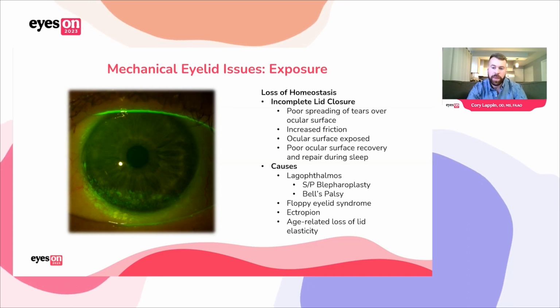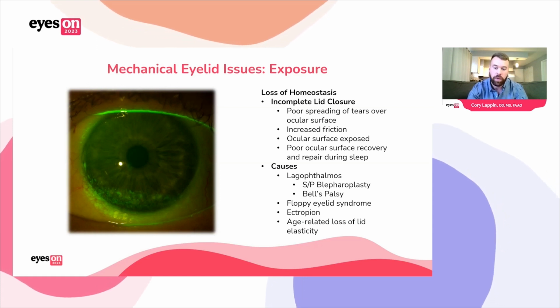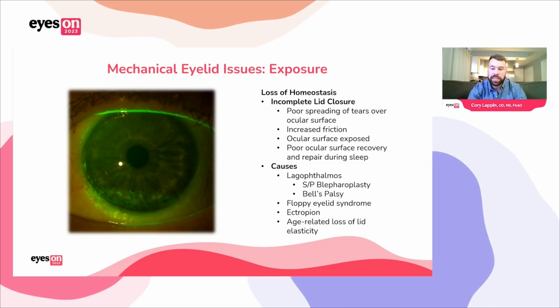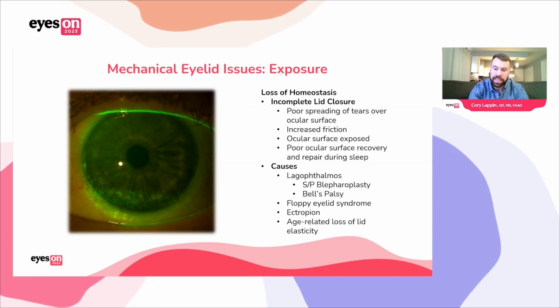And while most people would expect exposure in cases of obvious ectropion or Bell's palsy, it is actually quite common among older patients in general. And this is because we naturally lose lid elasticity with age. And in some cases, there will be no obvious gap between the lids, but rather a poor lid seal where even though the lids touch, the upper lid tends to just rest on the bottom lid instead of forming a tight seal, which can result in the same issues.